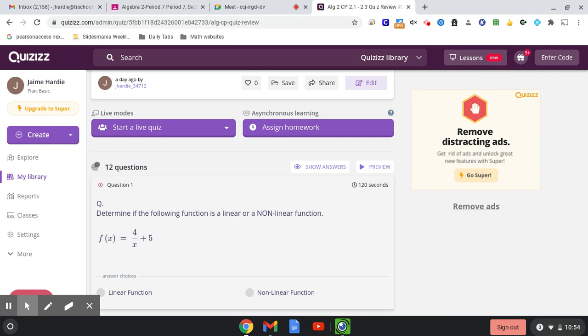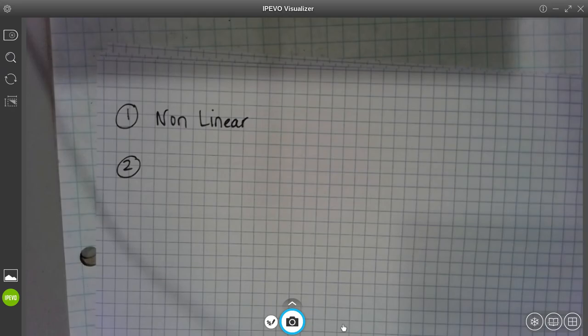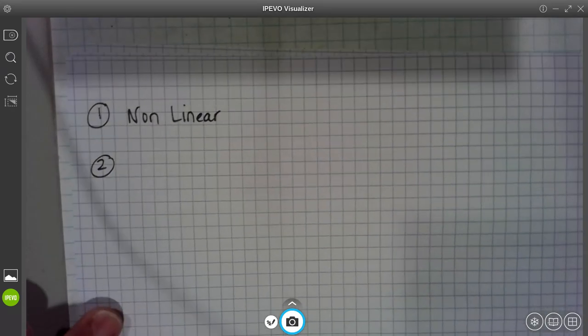All right, so we're going to keep track because you're going to have to go list these answers in after school today. So that is non-linear. All right, in case anybody likes to see my list, there it is. Number 1, non-linear. All right, number 2.